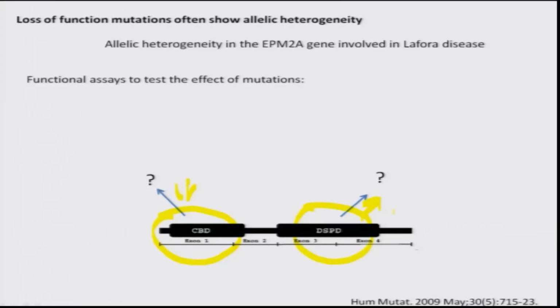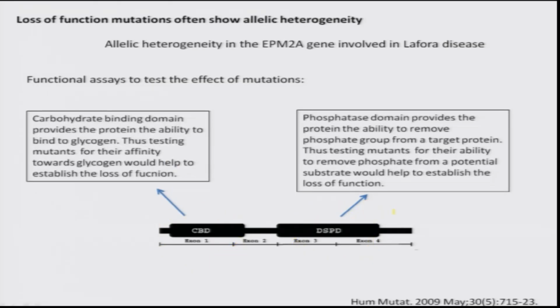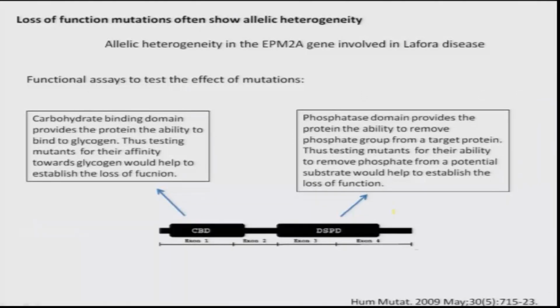Likewise, you can ask, if I have a missense mutation in this domain, whether the protein, having the new amino acid because of the mutation, still shows the activity that you would see, that is phosphatase activity. This is what I have shown here. The carbohydrate binding domain gives the protein the ability to bind to glycogen, so you can express the mutant and test whether it binds to glycogen. Likewise, if you have a mutation in the phosphatase domain, you can express these mutants and do assays with substrate and see whether it removes the phosphate group. So people routinely use these kinds of approaches to characterize a given mutation to see whether that change has altered the function of the protein.